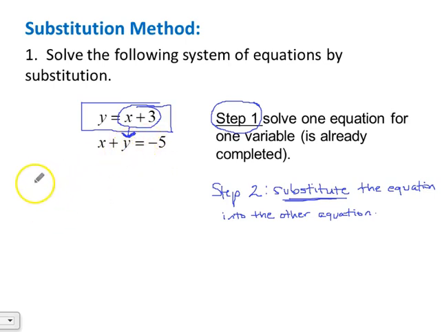So my second equation is x plus y. Instead of putting in y, I'm going to substitute in what I know y equals from my first equation: y equals x plus 3. I'm going to plug that right in for the y in my second equation. And then I set it equal to negative 5, because I'm plugging it into that second equation.